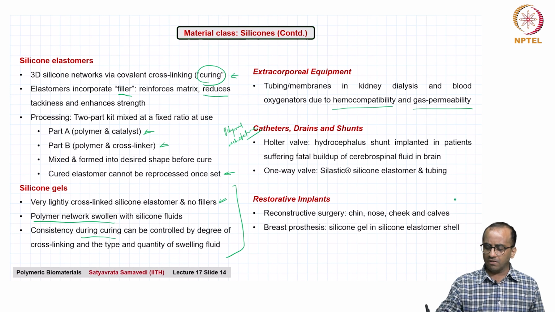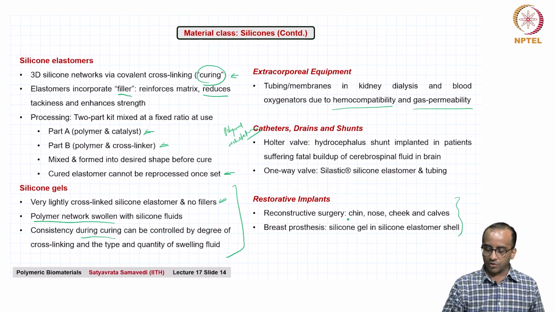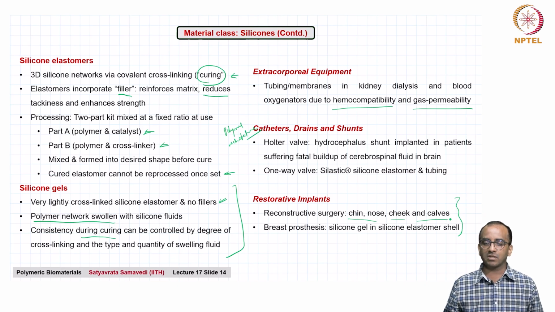Of course, as we have seen from the beginning, silicones can be used in reconstructive surgery for chin, nose, cheek, calves, etc. And of course, for breast prosthesis, it's quite often used, as opposed to the 60s where silicone gel was simply being injected. Nowadays, we have an elastomeric shell within which silicone gel exists. And those can also be processed based on the patient needs.